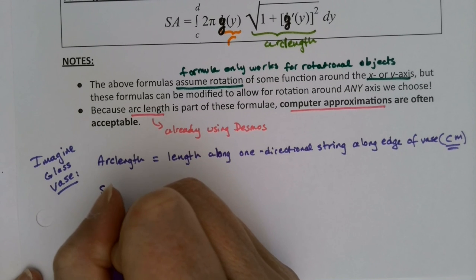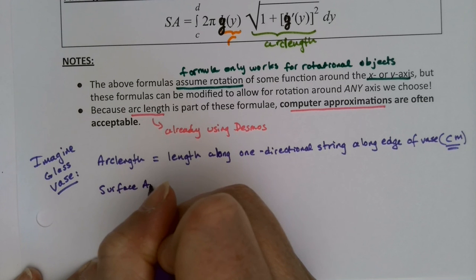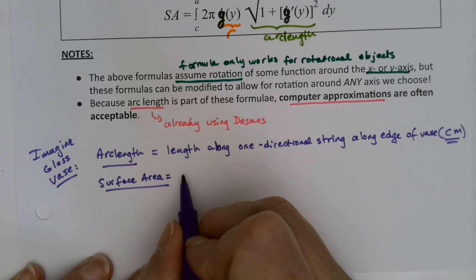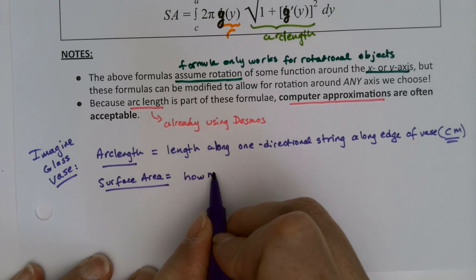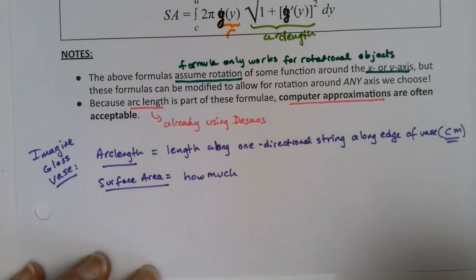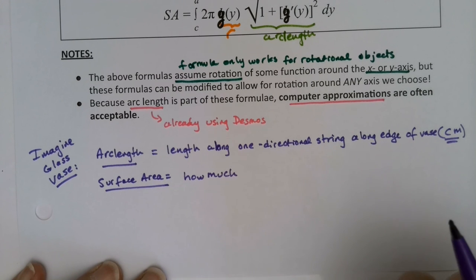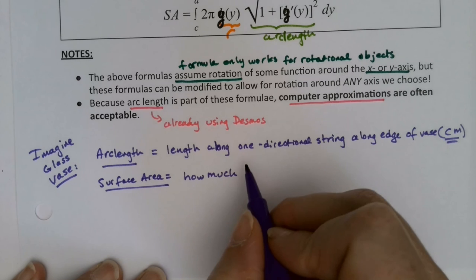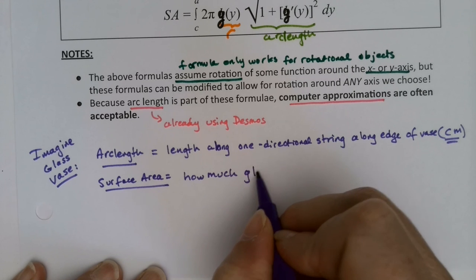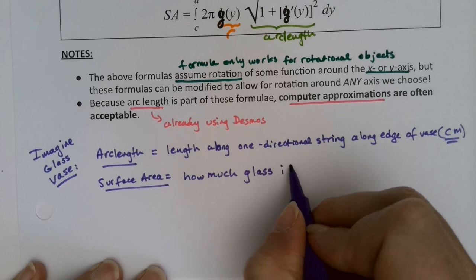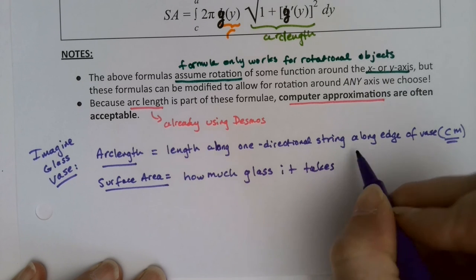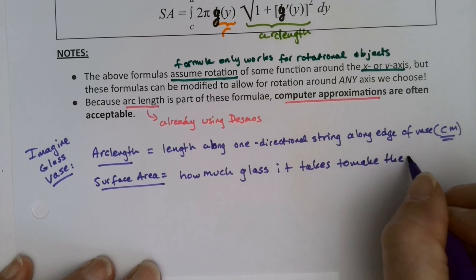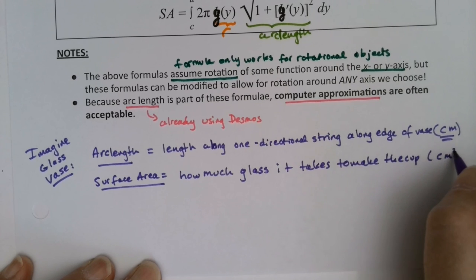Surface area. I'm going to fudge it just a little bit, but it's sort of like how much glass. It's not really how much glass. It's more how much paint it would take to cover the outside, right? But I'll just write it this way. How much glass it takes to make the cup. Let's just do it that way. Keep in mind, this isn't quite perfect, but this is centimeters squared.